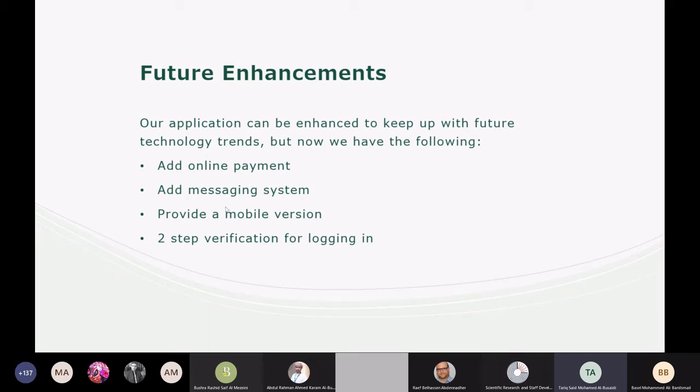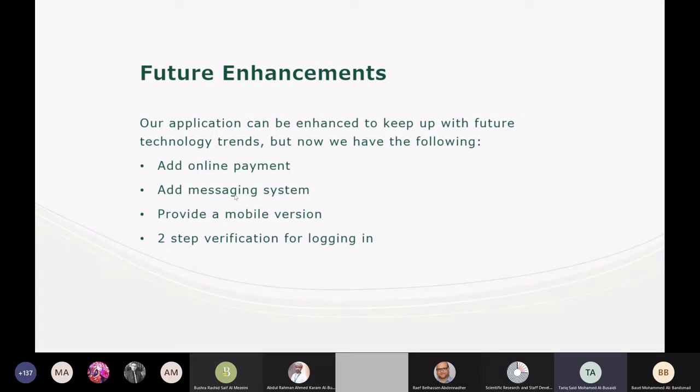Of course, adding a messaging system, which means that if a seller has a product and a buyer wants to contact him via the website without taking his phone number, this will be an easy method.